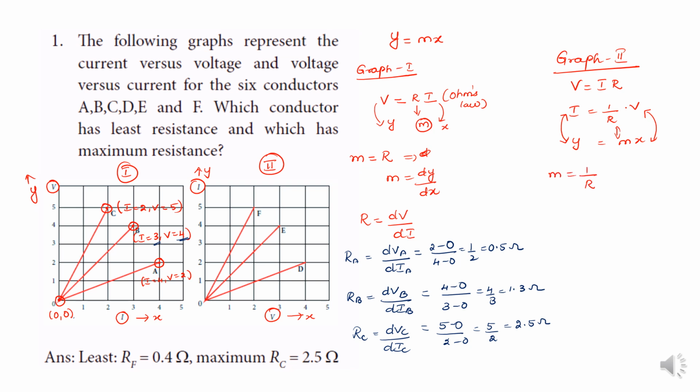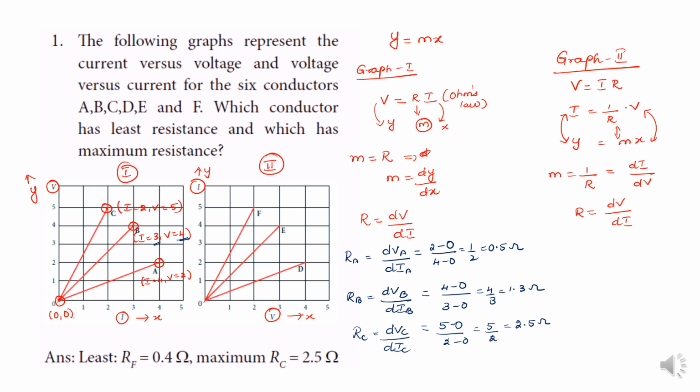So for graph 1, the slope directly indicates the resistance value. But for graph 2, the slope indicates 1 by R. 1 by R, m is equal to dy by dx. That means m is equal to what is in y's place? dI. What is in x place? dV. 1 by R is dI by dV. Okay. So R is equal to dV by dI.